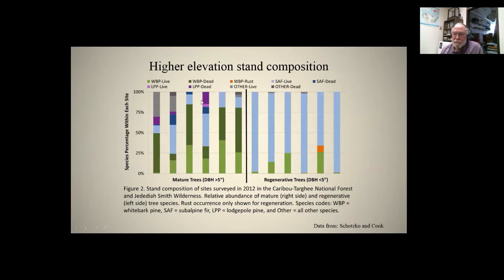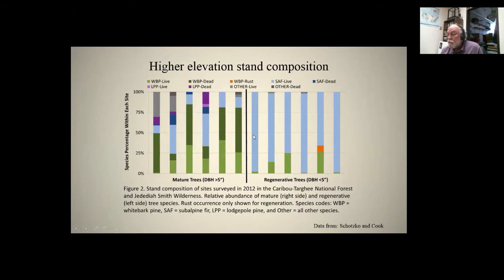Now, this happens to be data that we actually collected for whitebark pine. If you look, these sites were all on Caribou-Targhee National Forest in the southeastern corner of Idaho. And if you look at the pine component, whitebark pine is in green down here. The mature trees here on the left, you see a lot of whitebark in there with subalpine fir in every one of the stands on those two forests that we surveyed.